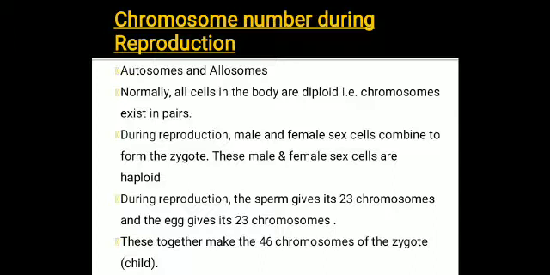These male and female sex cells are haploid in nature, consisting of a single nucleus. During reproduction, the sperm gives 23 chromosomes and the egg gives 23 chromosomes. Together, 23 plus 23 make 46 chromosomes of the zygote. Out of each 23, one is the sex chromosome, and these sex chromosomes determine whether the child is female or male. So the child has 46 chromosomes.